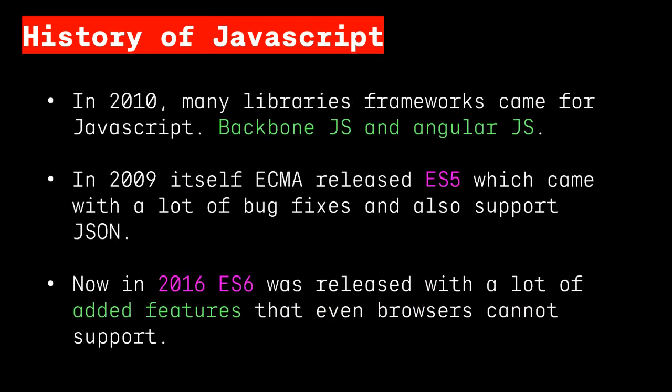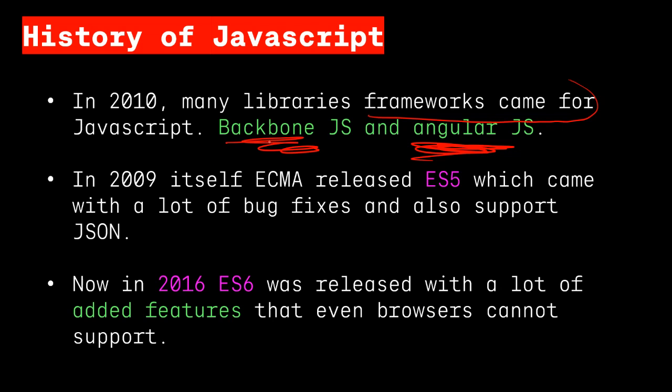Okay, great. Now in 2010, many libraries and frameworks came for JavaScript. There is something called Backbone.js. There's something called Angular.js. So these are all the frameworks that came for JavaScript. We'll talk about what a framework is, but for now, in simple words, a framework is something that is built on top of an existing programming language. As simple as that. A framework is something that makes your life easy writing that programming language. So that's how you put a framework in simple terms.